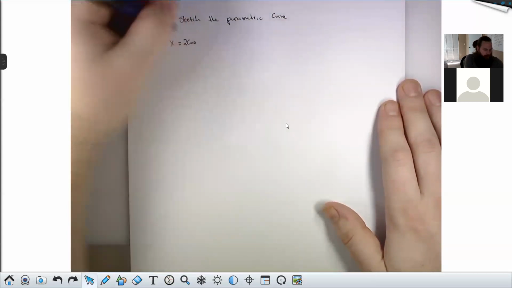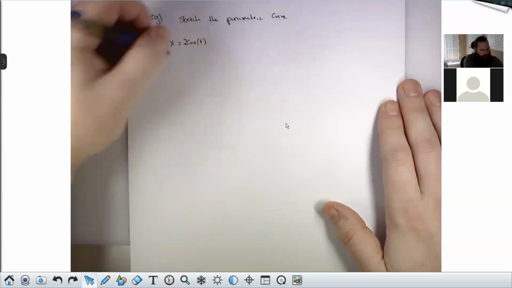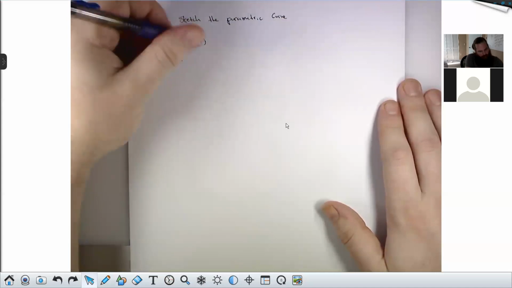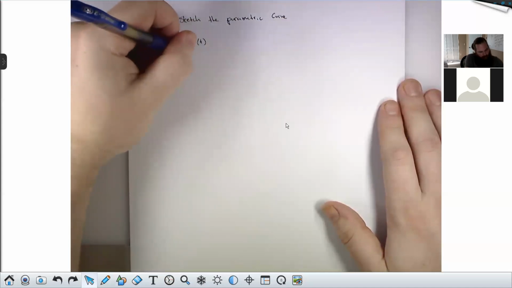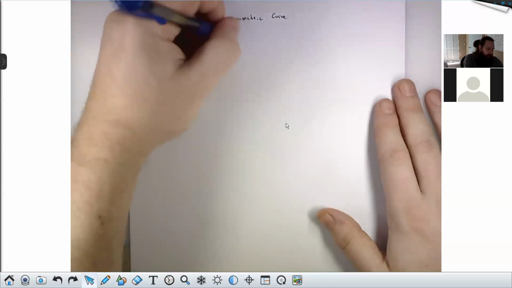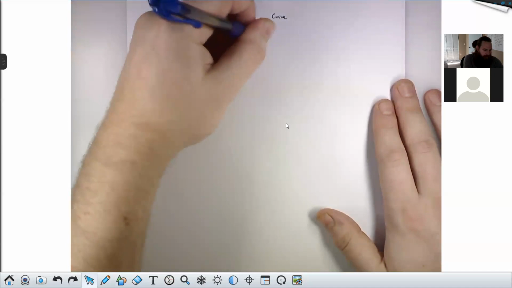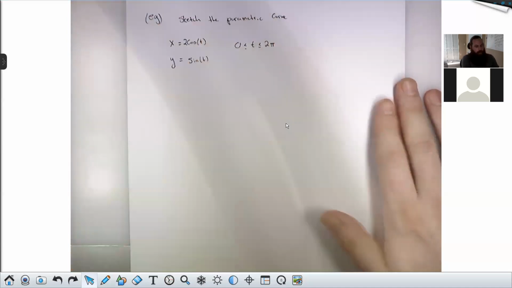Let's do x equals 2 cos t and y equals, how about just old-fashioned sine t? And here we'll let t run from 0 to 2 pi.